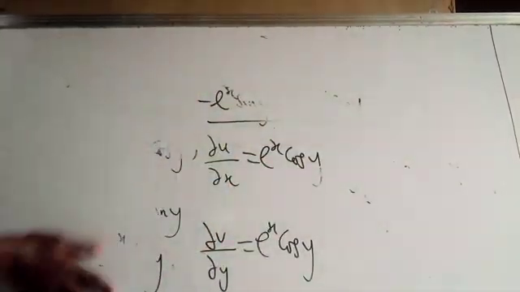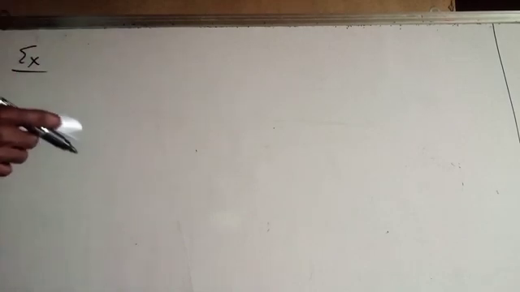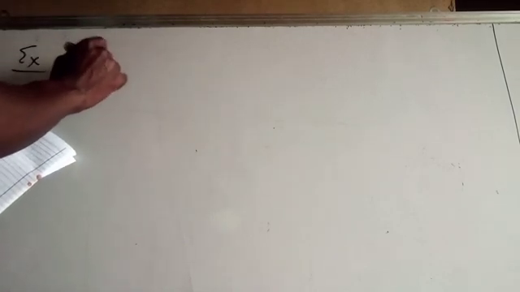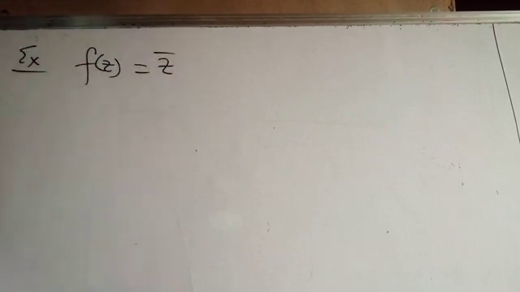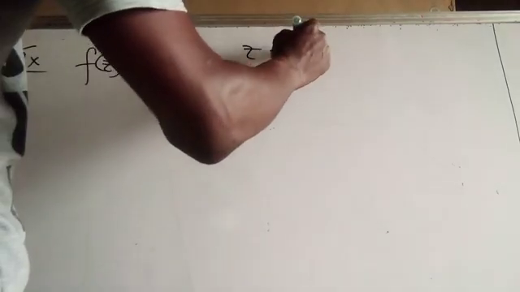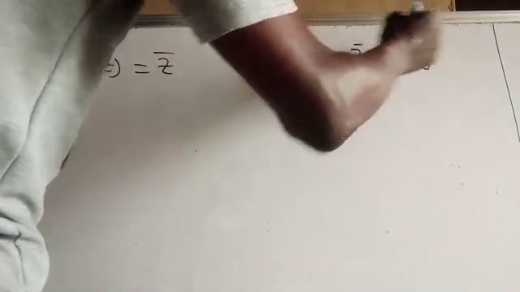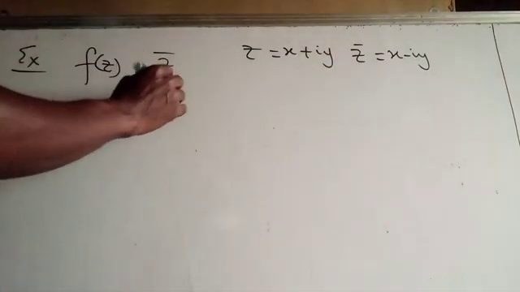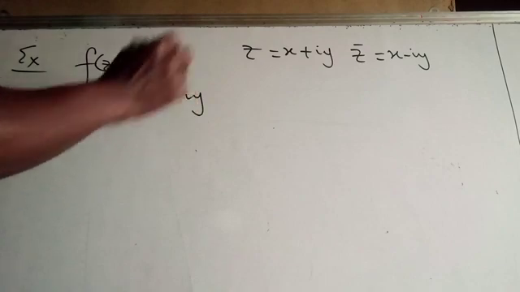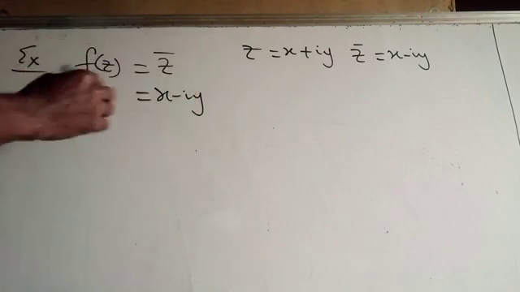Let's look at the third example. This example says that we want to check whether this is analytic or not. This is the complex conjugate of our complex number z. Let's check. In the complex conjugate, if z is equal to x plus iy, the complex conjugate will be x minus iy. Just change the sign here. So this will be x minus iy. Now, how do we go about this?